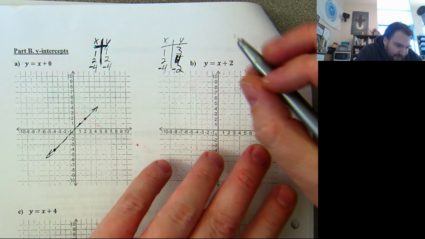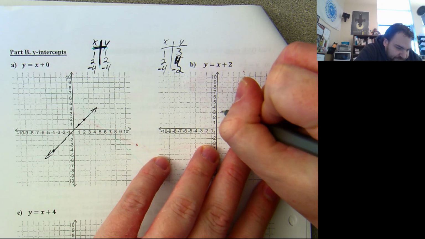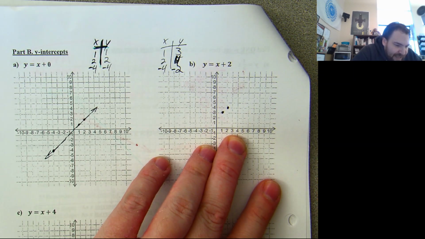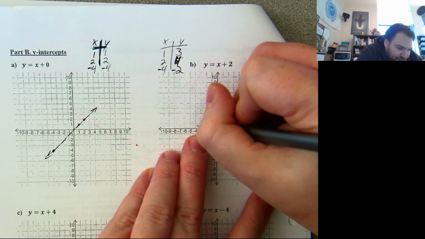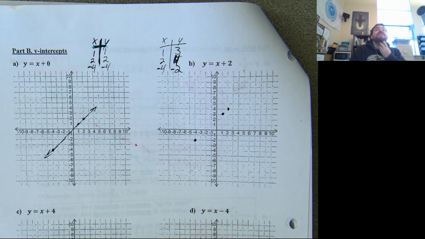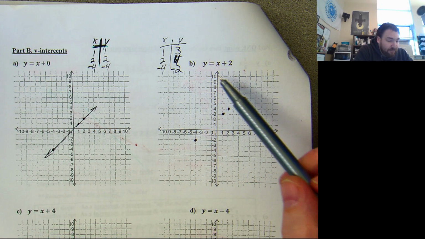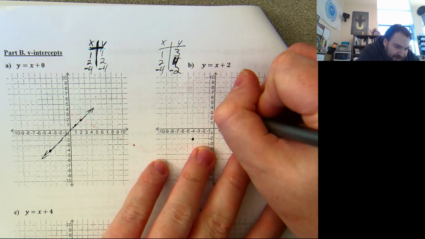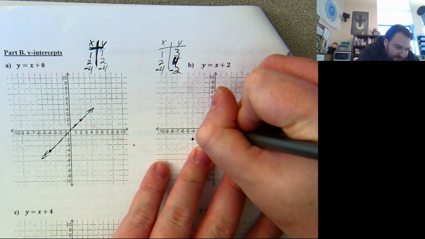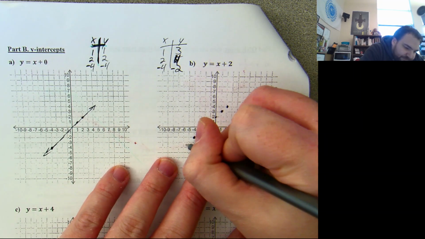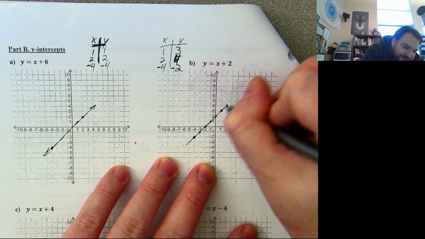So what has this done? Well, the point 1 and 3 is right here. The point 2 and 4 is right there. And the point -4, -2 is right there. So we can follow the same pattern. To get from the top point to the next point down, we go left 1, down 1. So let's go left 1, down 1, left 1, down 1, left 1, down 1, left 1, down 1. We can connect those dots.